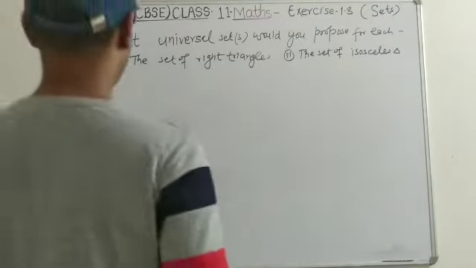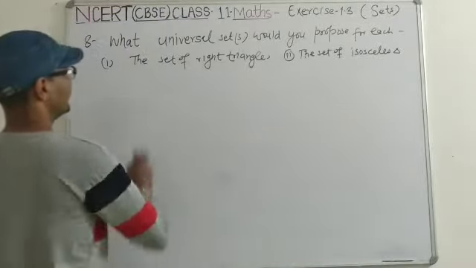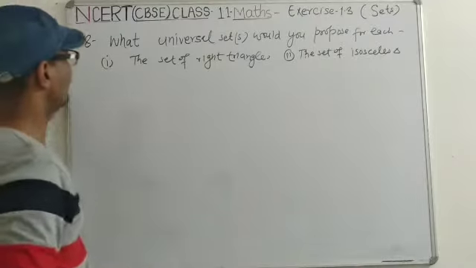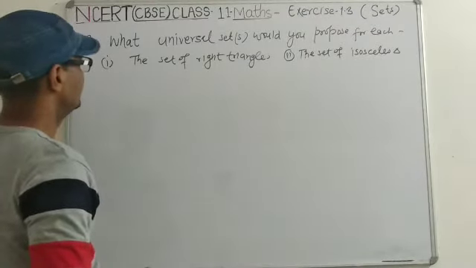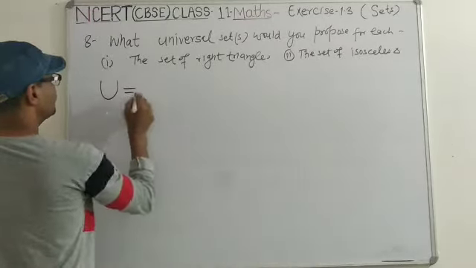Question number 8 is, what universal set would you propose for each? Number 1 is the set of right triangles. Number 2 is set of isosceles triangles. What universal set would you propose? Universal set denoted by capital U.